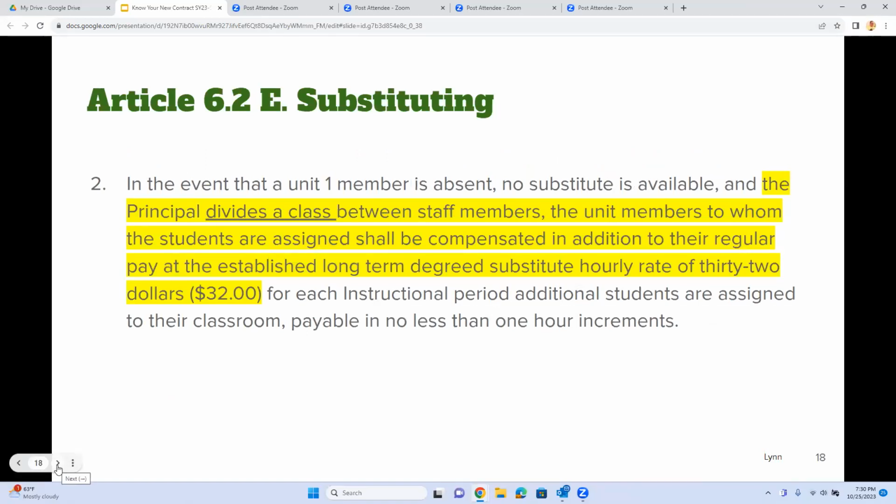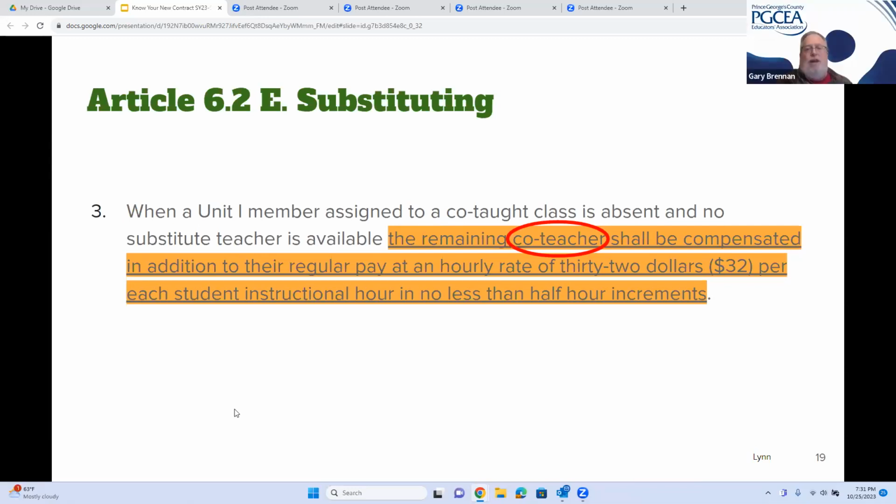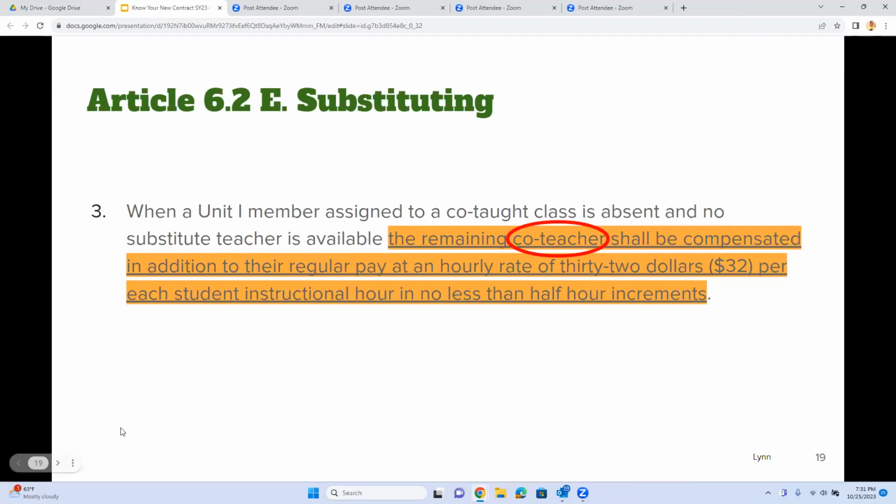Substituting for a co-taught class when no sub is sent. That's one of those areas. If you are in a co-taught class and you are the general education teacher, you do get the sub pay if the co-teacher is not there. But that's true the other way as well. If you are the only teacher in that classroom and they don't have a sub for the day and you're the special educator and they say, we don't have a substitute, sorry, you're it, you get that sub pay.